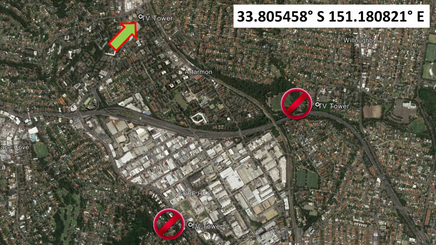All right, so on Sydney's lower North Shore, there are 3 TV towers that send out the free-to-air TV signal. There's this one in Gore Hill down the bottom, this one up here in Willoughby, which was actually dismantled a couple of years ago, but it's still on Google Earth, and this one up here in Artarmon, and that's the one we'll be using for these measurements.